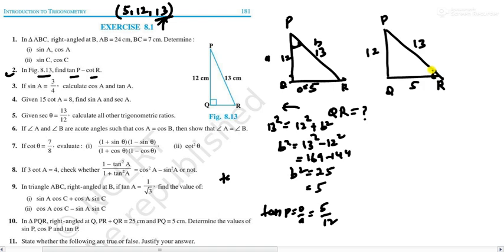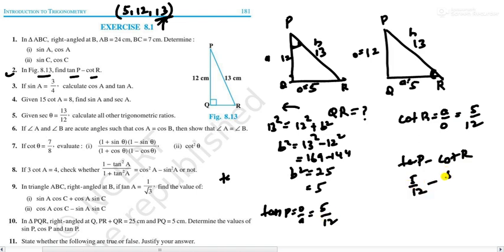Now here theta is at R, so this becomes O, this becomes A, and this is H. You have to write cot R. What is cot? It is the reciprocal of tan. So tan is O by A, so this becomes A by O, just reciprocal. Now what is A here? It is 5 and O is 12. So now do this, tan P minus cot R. Substitute their values. So here it is 5 by 12 minus again 5 by 12. What will be that? 0. So answer is 0.